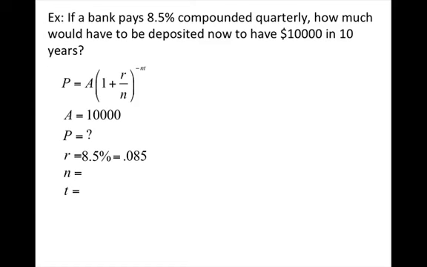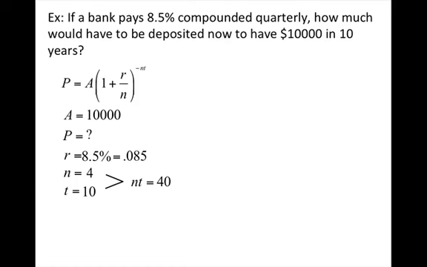N is the number of times compounded. Well, it's compounded quarterly. And if you remember, quarterly means 4 times per year. So my N is 4. T is the number of years, and this account is used for 10 years. So my T is 10. And as I mentioned in previous examples, I always like to find my NT. So NT is 4 times 10, which is 40.